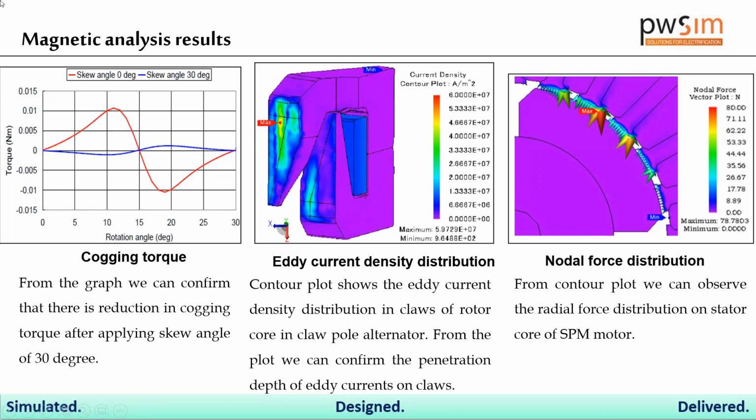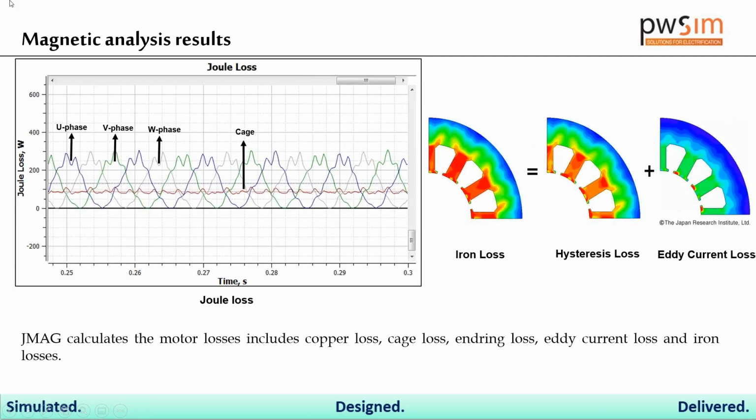And similarly, like I told you, like Joule loss, you can find the eddy loss, how the nodal force is getting distributed, whether any part is getting affected. So you can see how much force is being distributed at the ends of the stator or the magnet. These things you can calculate using the JMAG Designer window.